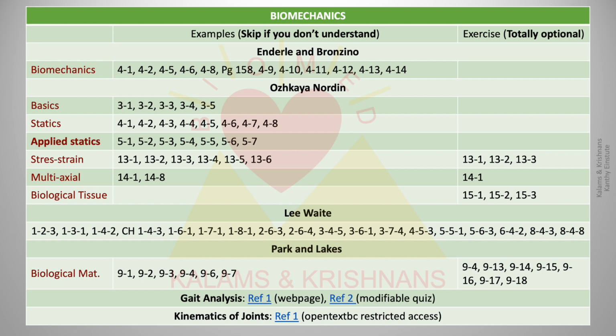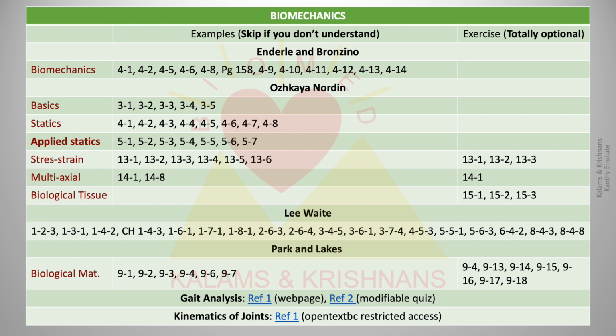Then for the strength of materials or engineering mechanics aspect of biomechanics, take a look at the SKI model. Specifically, chapters 3, 4, 5, 13, and 14 are very useful. But even chapter 15 is useful to some extent. The examples that are useful are listed here. For fluid mechanics, you need a different book. The book by Lee and Wright is very, very useful. The examples that are relevant for GATE are listed here.